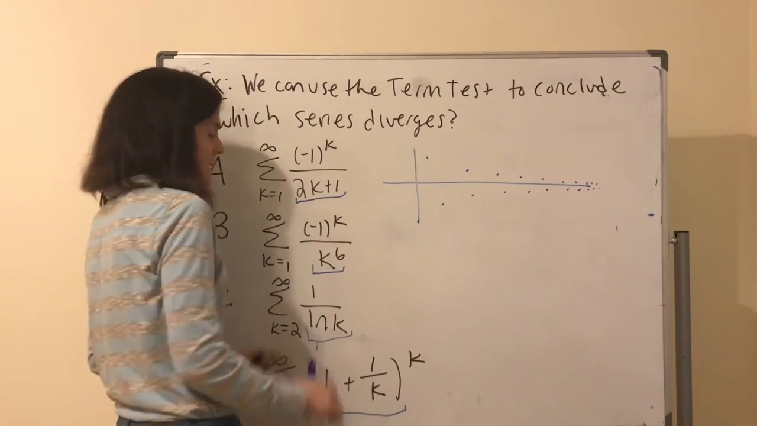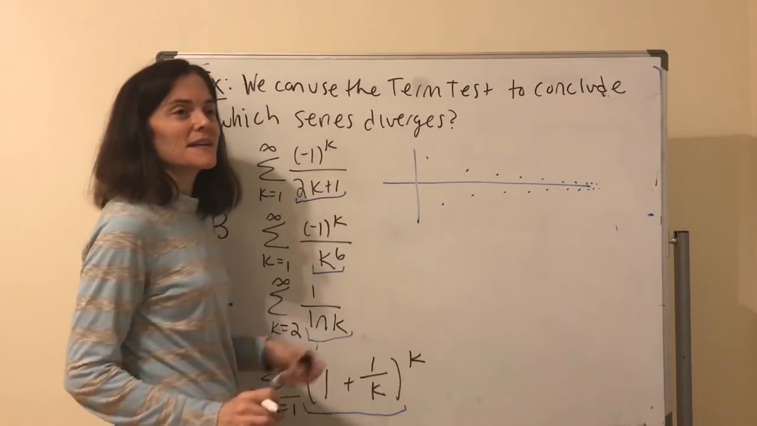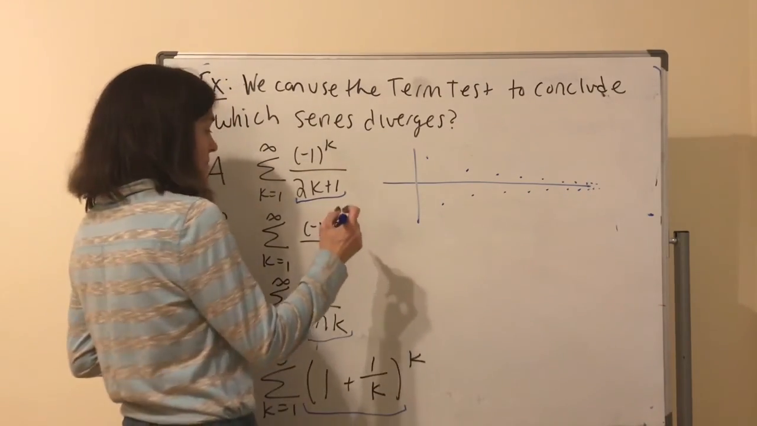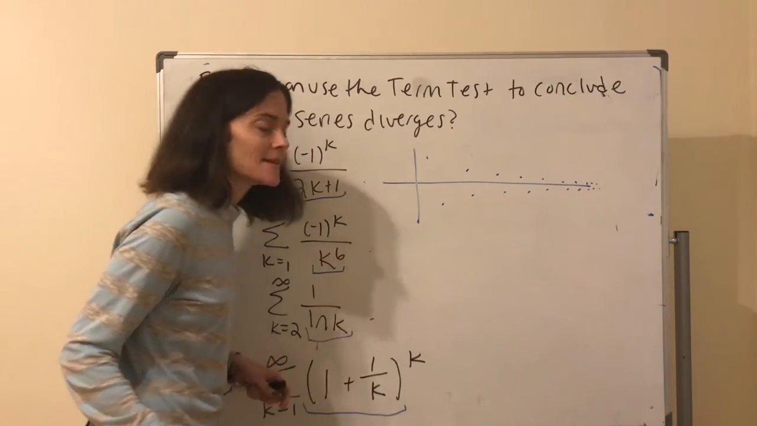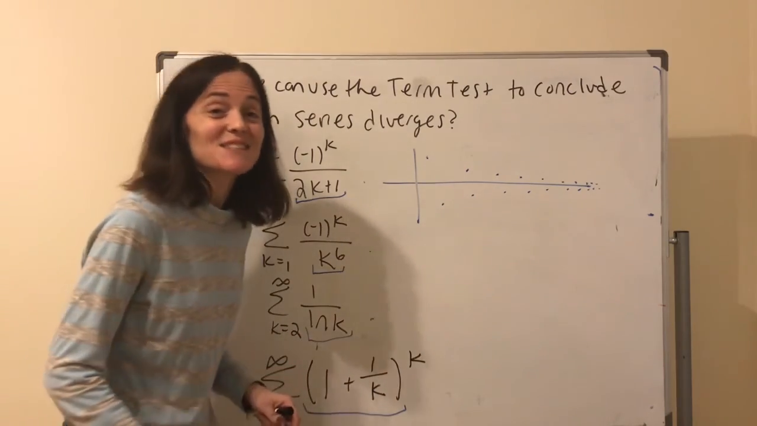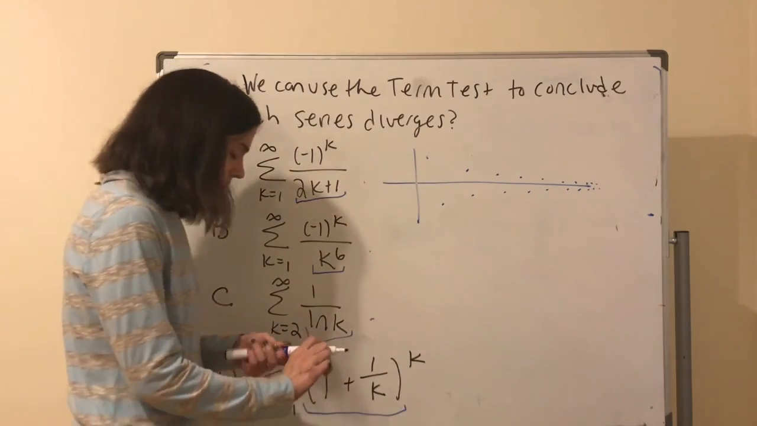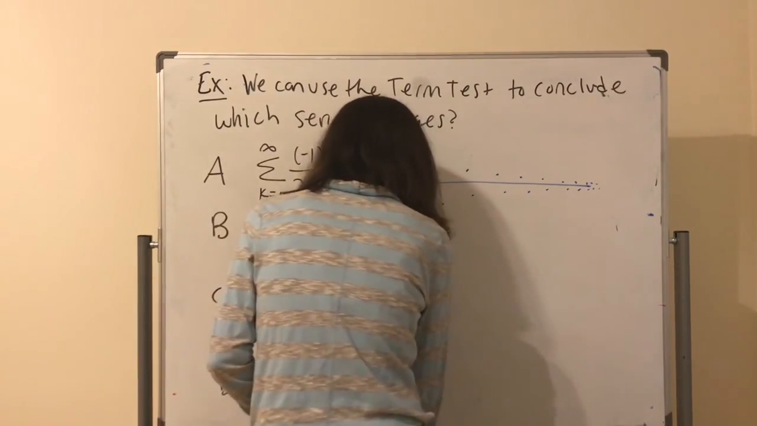Okay? This one, natural log grows without bound, so 1 over it goes to 0. Term test tells you nothing, and term test tells you nothing. Now, I guess by ruling out A, B, and C, the answer should be D. But if you want to verify it, we certainly can. So the answer here is D.